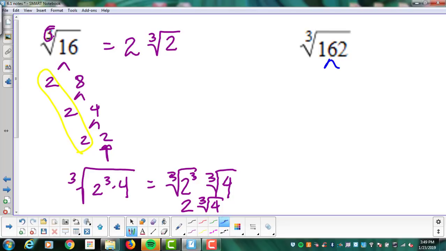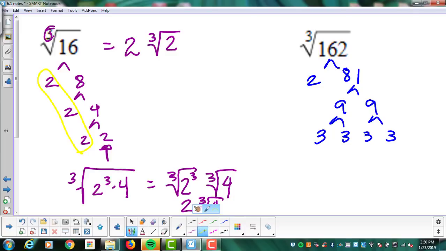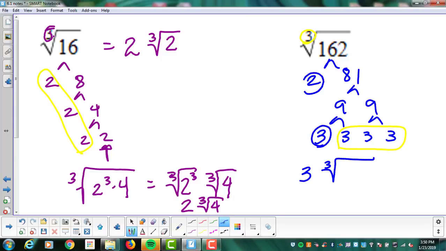So if I were trying to do 162, again, I don't know my perfect cubes as well as I know my perfect squares. I'm just going to start making a factor tree. So 162 is divisible by 2. That's going to be 81. 81 is 9 times 9. Each of those is 3 times 3. So if I look for a group of 3, I have 3 of those. Then I can take 3 out front. Now this one and this one didn't have a partner, so they have to get multiplied back together and go underneath. And that would be my simplified radical.